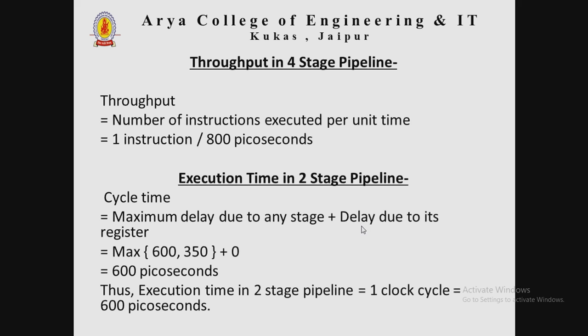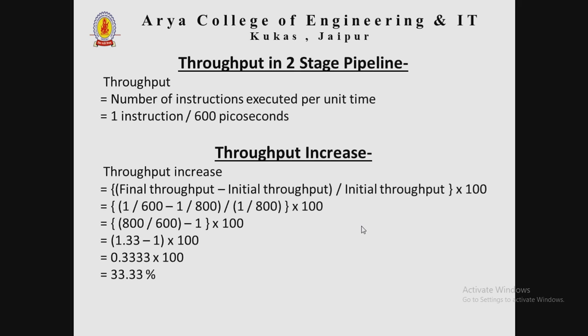Now the execution time in the 2-stage pipeline. Cycle time is equal to the maximum delay due to any stage plus the delay due to its register. Out of 600 and 350 plus delay 0, the maximum value is 600, so the result is 600 picoseconds. The throughput in the second pipeline is the number of instructions executed per unit time, equal to 1 instruction divided by 600 picoseconds.